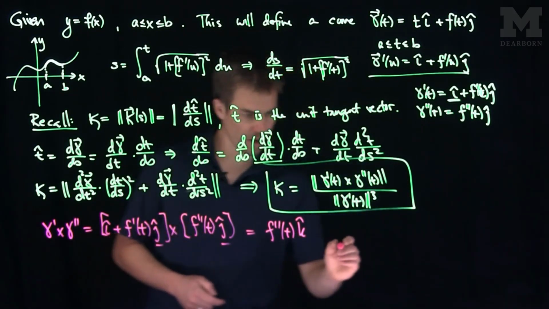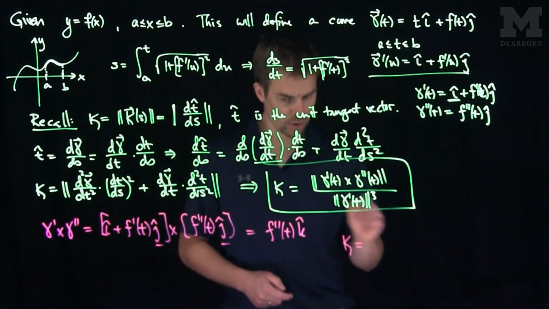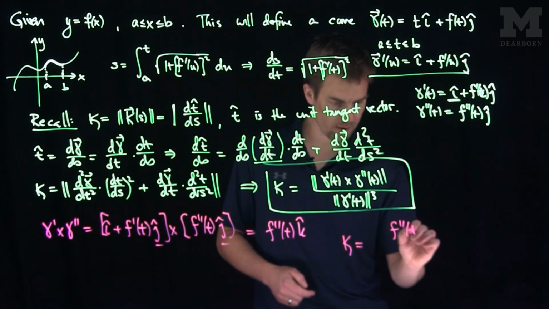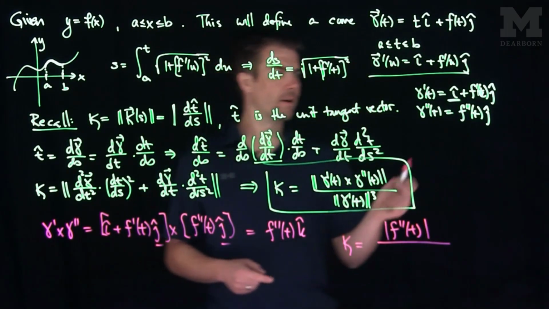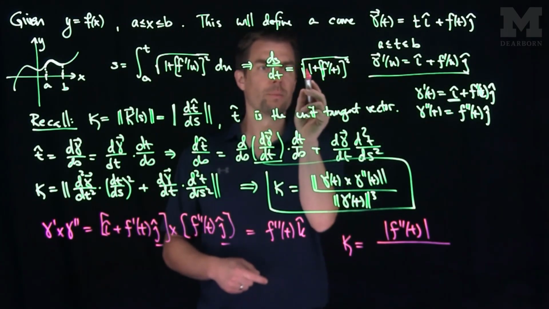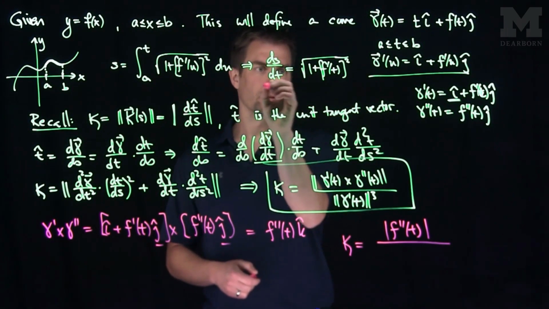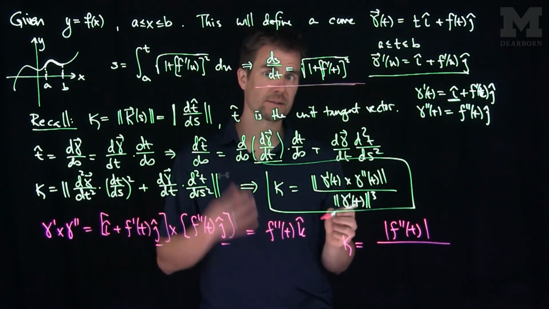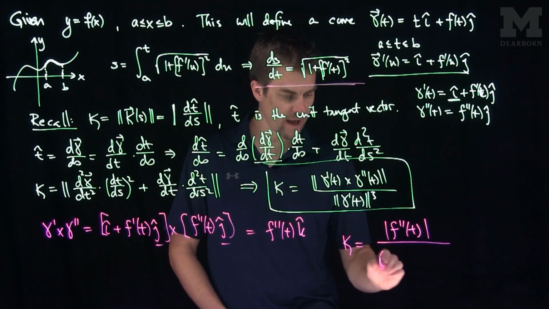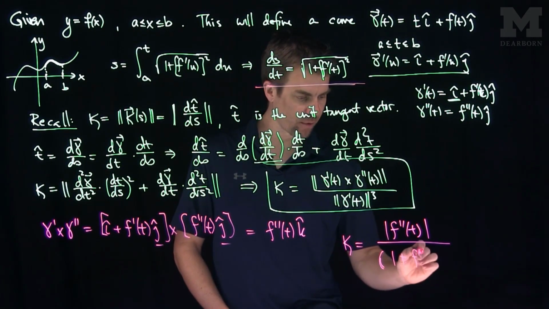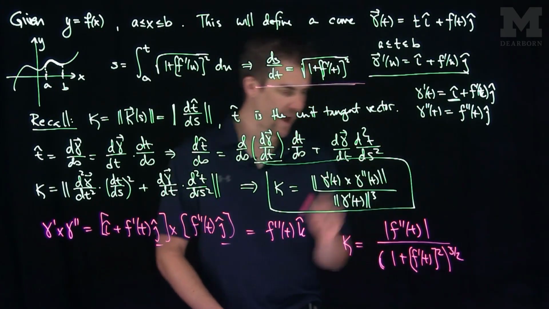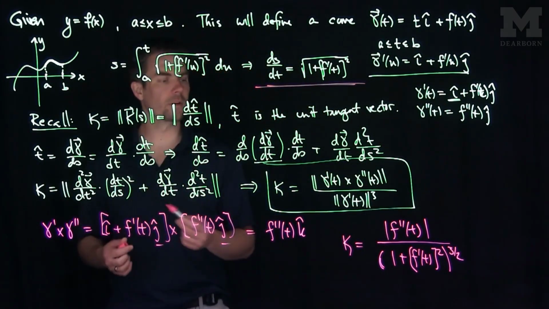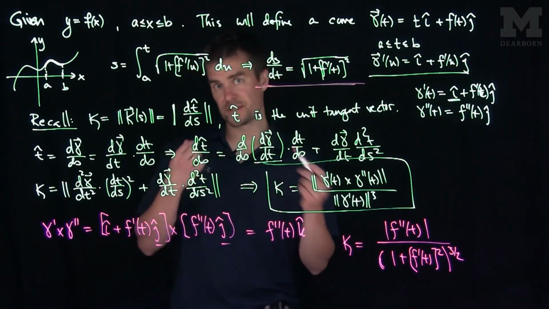So the curvature formula will simplify to the absolute value of f double prime of t divided by the length of this expression over here, which is this term over here. So this is my arc length parameter term. I'm going to raise this thing to the third power. So I will have a 1 plus f prime of t squared raised to the 3/2 power. And this gives me the formula for the curvature of a function at a point t in the interval a to b.